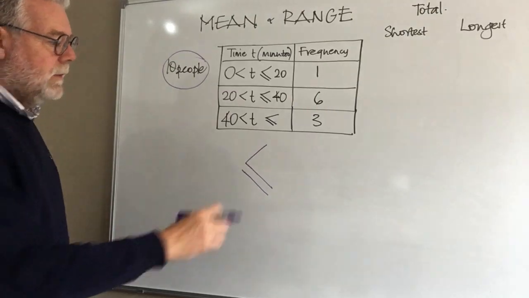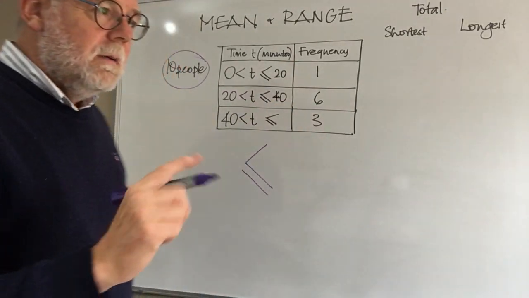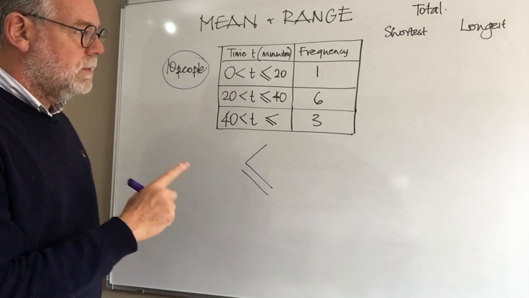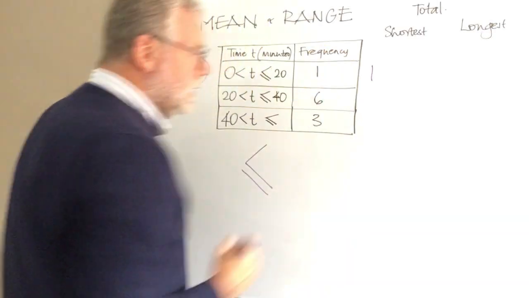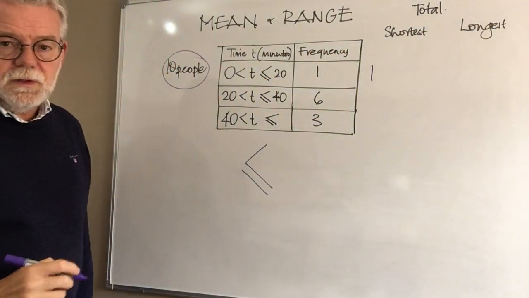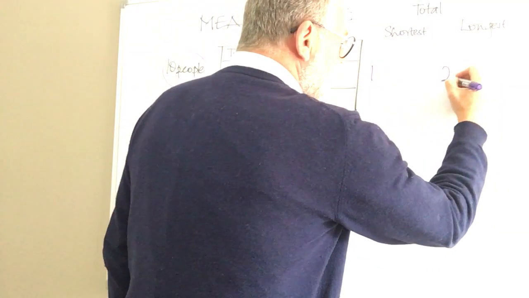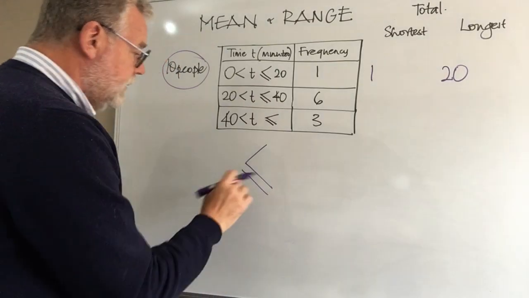So if I think about this one individual, now I don't know how long it took them, but what's the shortest possible time it could have taken them? The shortest possible time is 1 minute, isn't it? Because it's got to be greater than 0. What's the longest time it could have taken them? Well, it could have taken them 20 minutes, okay? And you see how this works now. Let's have a look at the next one.